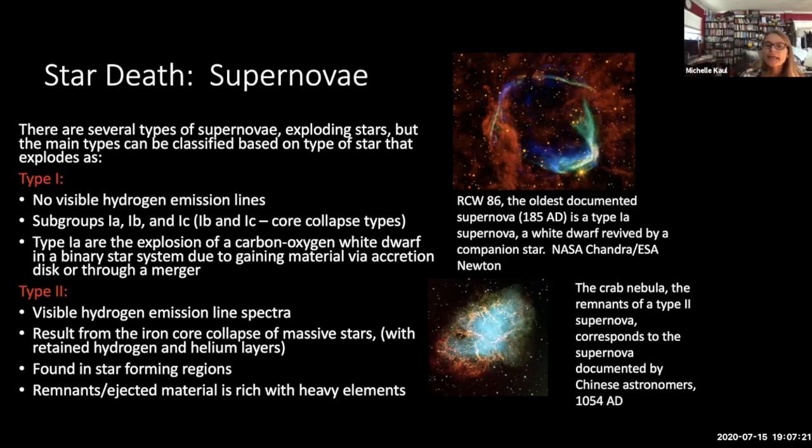And it's due to gaining material through the accretion disk or through a merger, which is the combining of 2 stars together. So what happens is, if you have a white dwarf, here's a 1A, that actually steals material from another star, the surface of the star through the disk around the star, then it could actually take this material and create an explosion called a type 1A supernova.